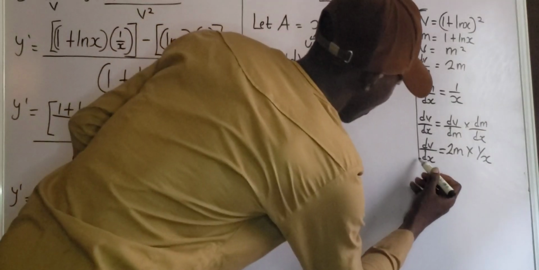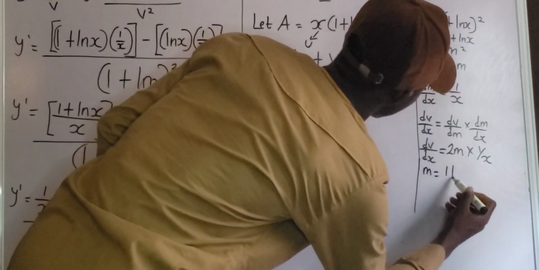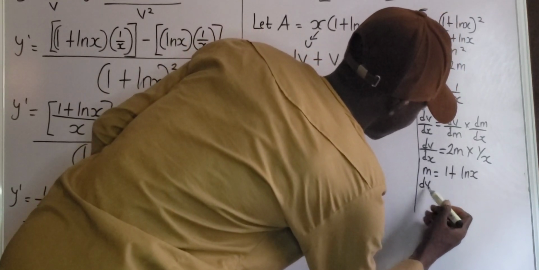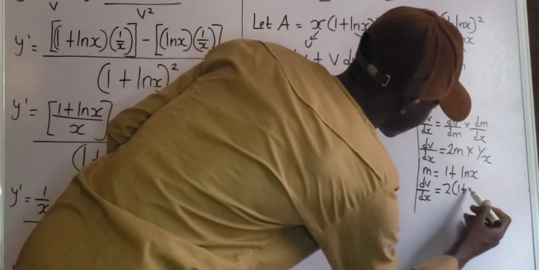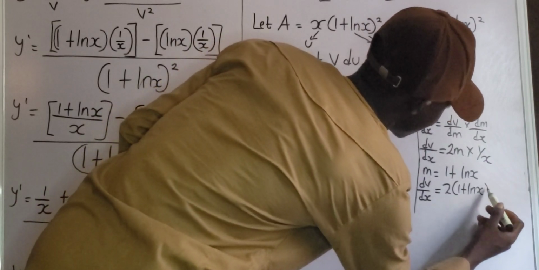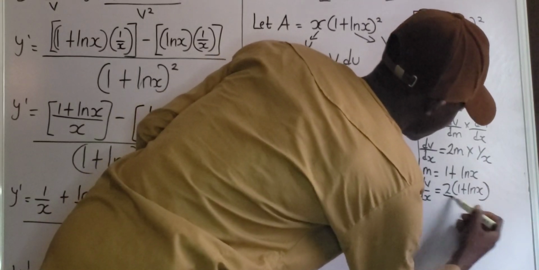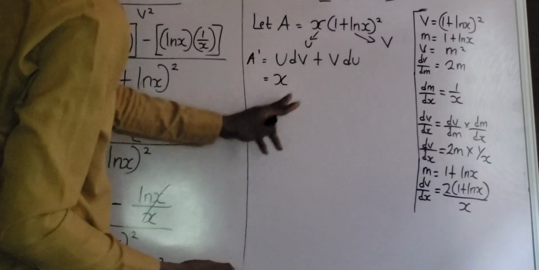Recall that m is equal to 1 plus ln x. So dv over dx is equal to 2 into bracket 1 plus ln x, multiplied by 1 over x. So this will be equal to 2(1 plus ln x) over x. So I have differentiated v.